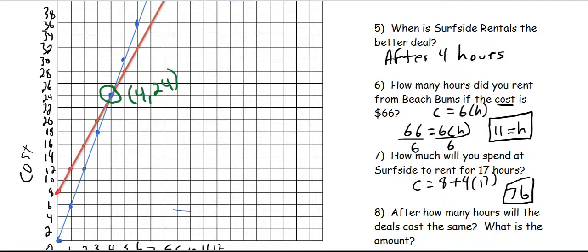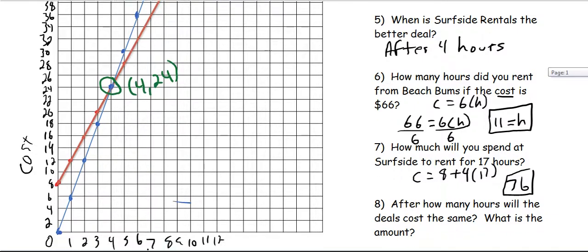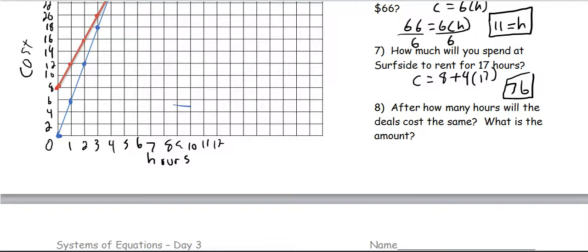All right, after how many hours will the deal cost the same? We're back to number 8. Well, we've already answered that one. We can see it on our graph. It's 4, 24, so we can say 4 hours.